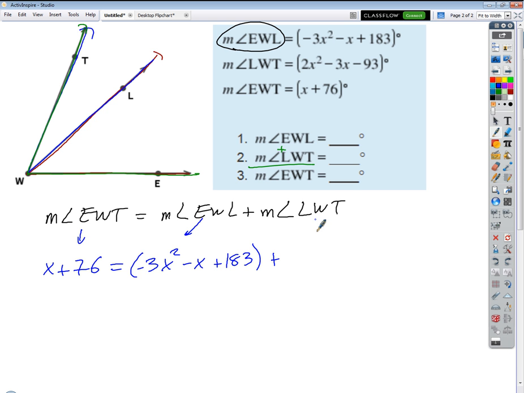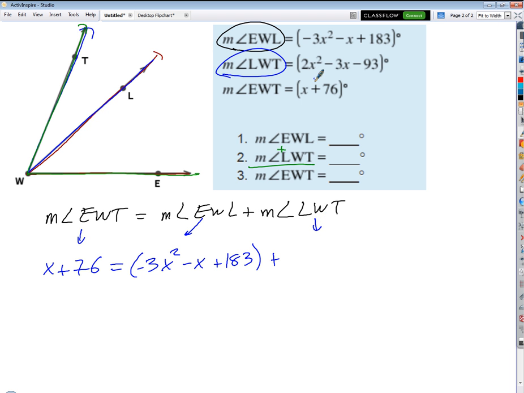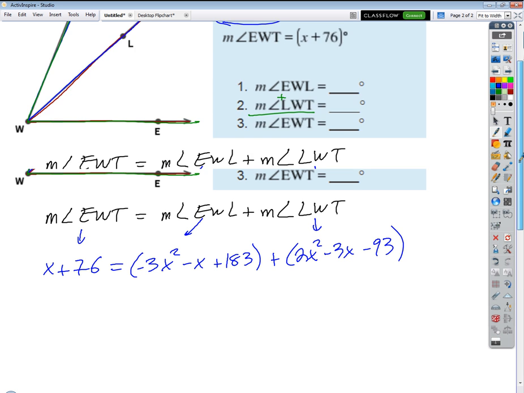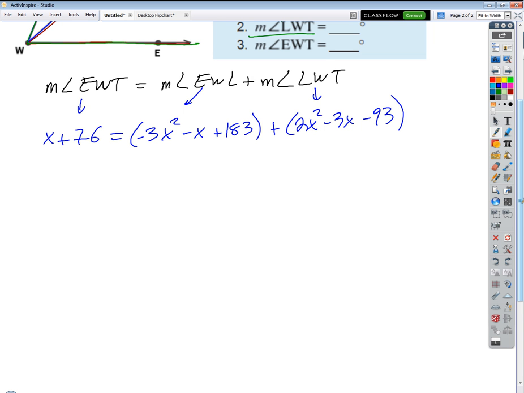The measure of angle LWT, well, that's that guy right there. So it's 2x squared minus 3x minus 93. So we're in the same kind of boat. Last time Shaw told us to combine like terms. Again, that's what we're going to do, right? We'll combine like terms. On the left side, we've just got x plus 76.